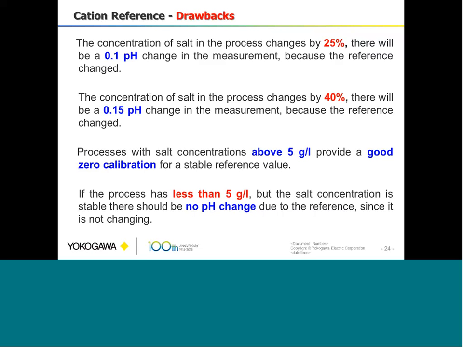Processes above about 5 grams per liter are very good and very stable, and to have a 25% increase is huge. So above that level, they're relatively stable, and there's very small change in pH reading. If you're below that value, you have to make sure that the salt concentration remains stable. If it remains stable, then there's no pH change. So if these things are taken into account and can be accomplished, then the differential sensor is something that's a good option.